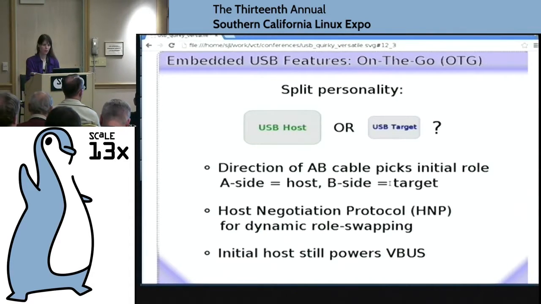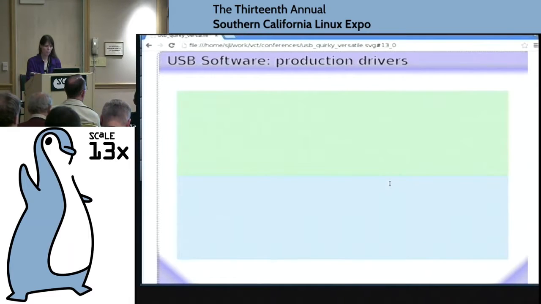Because the host negotiation protocol just determines who gets to act as host data-wise. They decided not to do some complicated thing where the 5 volts turns around, the power direction turns around. Okay, so a lot of this stuff was kind of generic about embedded USB from the system perspective.